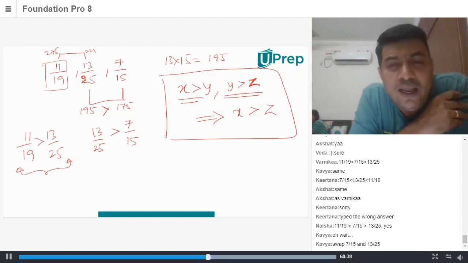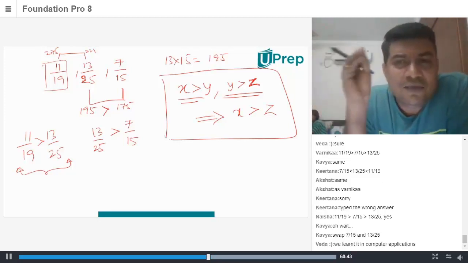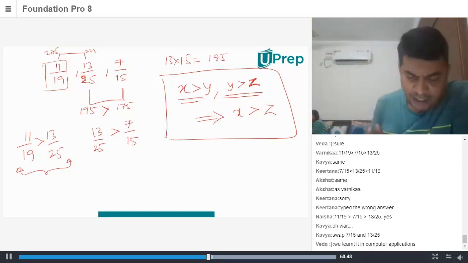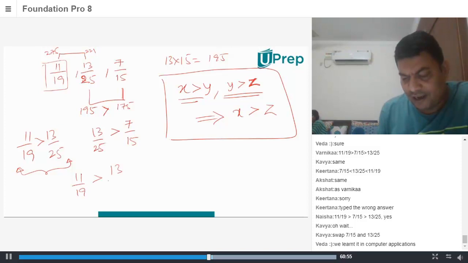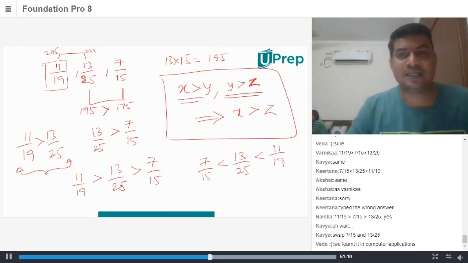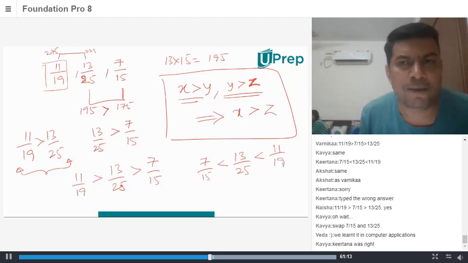If one rational number is greater than the second, and the second is greater than the third, then the first is greater than the third. Yes, we have learned it in computer applications. Brilliant. So from here, you can quickly say that 11 by 19 is greater than 13 by 25, and that is greater than 7 by 15. Or you can write this as 7 by 15 is less than 13 by 25 is less than 11 by 19. Does that make sense to all of you? Brilliant.